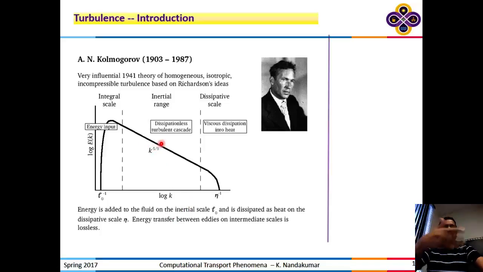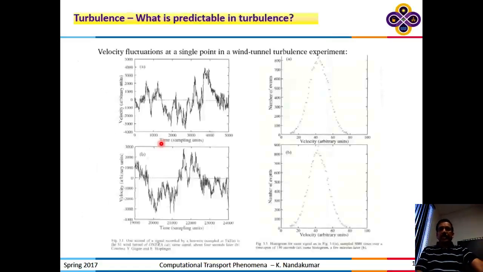So it's called Kolmogorov's cascading theory, which is consistent with Richardson's idea. Richardson's idea was purely conceptual. This is quantitative. He's adding a phenomenological model to explain that. Now, this is how a typical time series of velocity measurements will look.